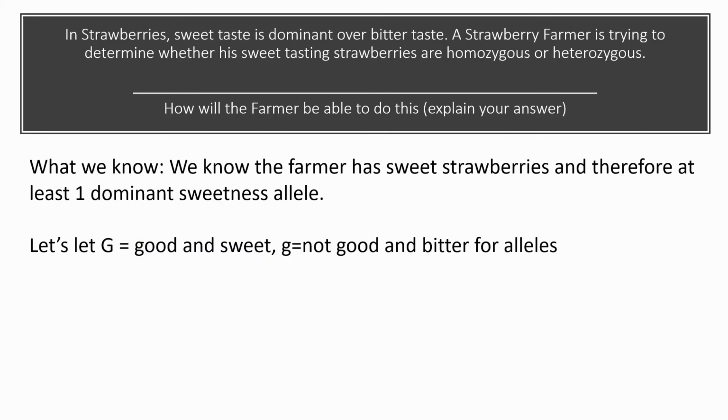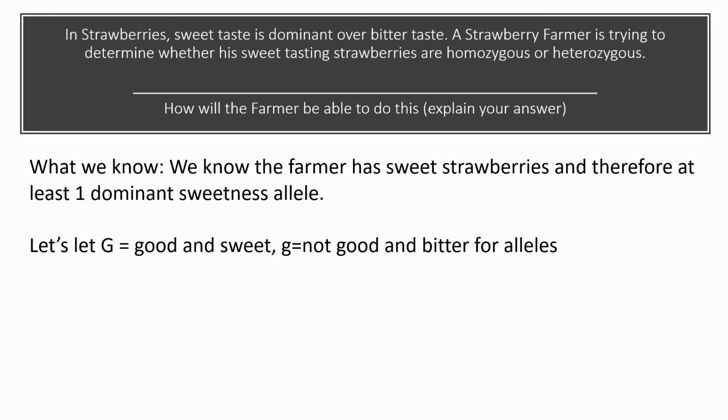But here's what we know from reading it. We know the farmer has sweet strawberries, and therefore at least one dominant sweetness allele. I'm just going to say right now, so we have consistency on the next slide, we're going to say G is the letter we're using, capital G for good and sweet, lowercase g for not good and bitter, just because S's look the same if they're capital or lowercase. And I trust you can assign alleles by now.